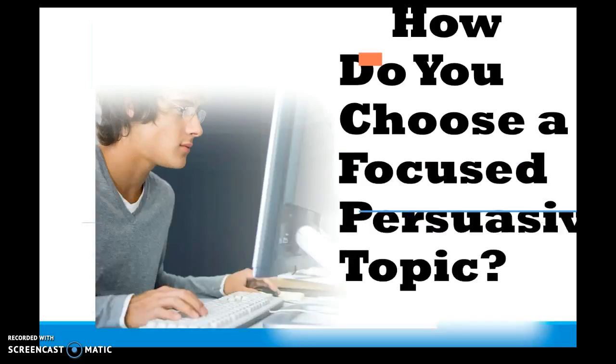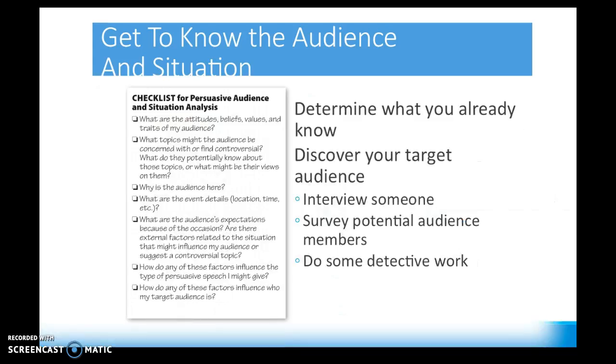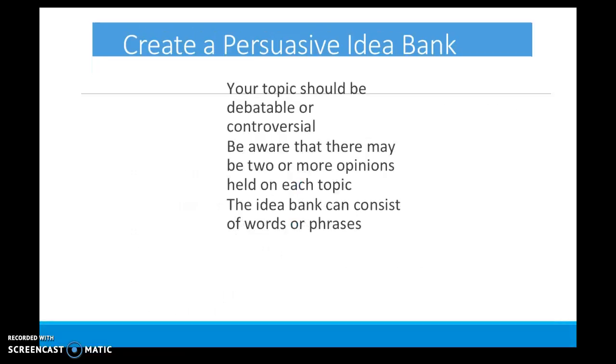So then how do you choose a focused persuasive topic? Stop and think about what you already know about the audience in the situation. Maybe interview someone who can tell you about the audience in the situation. You can talk to me. You can survey members or potential members of the audience to gain knowledge. And you can also do a little research or simple detective work, perhaps on the internet.